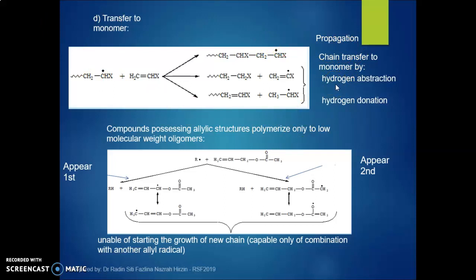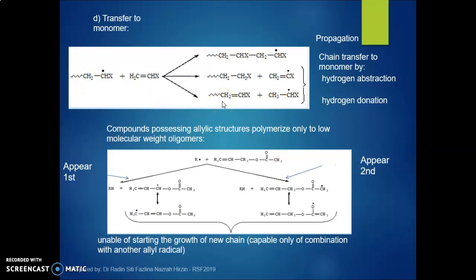In hydrogen abstraction, we can see that the active site at the front of this active site chain, dia transfer ke sini, dia akan pindah ke sini. So structure ni dia hilang dia punya H, sebab satu H kat sini dia dah transfer ke sini. So we call it the hydrogen abstraction. In hydrogen abstraction, it is the abstraction of hydrogen to the other structure.